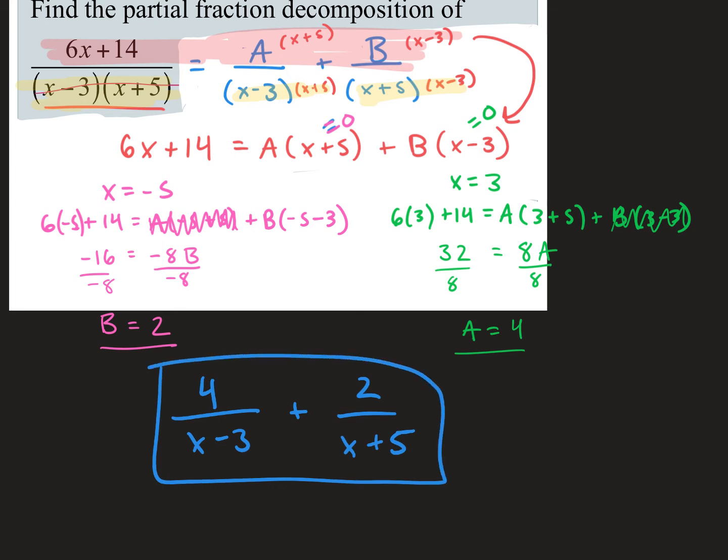Could you swap the numerators? You cannot. You could have swapped and put x minus 5 or x plus 5 first and made it under the A, but then it would change your value. So your answer will always have the 2 over x plus 5, and it'll always have the 4 over x minus 3. So be careful that you don't swap them, because then it would be incorrect.